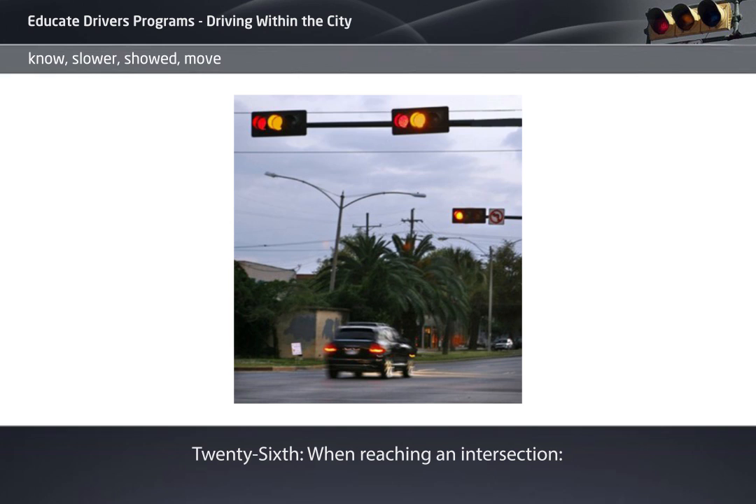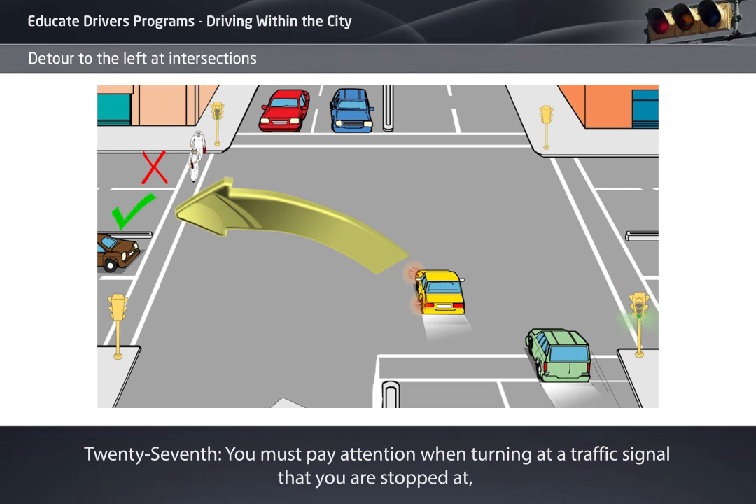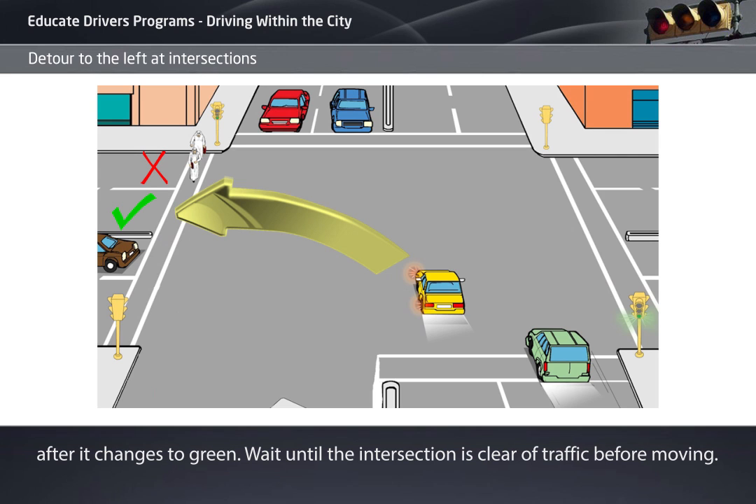26th. When reaching an intersection, 1. Know where you want to go and choose the appropriate lane. 2. Reduce your speed to be ready to face any emergency. 3. Show your intentions to others by using your indicators. 4. Go cautiously after checking the intersection is clear. 27th. You must pay attention when turning at a traffic signal that you are stopped at after it changes to green. Wait until the intersection is clear of traffic before moving.